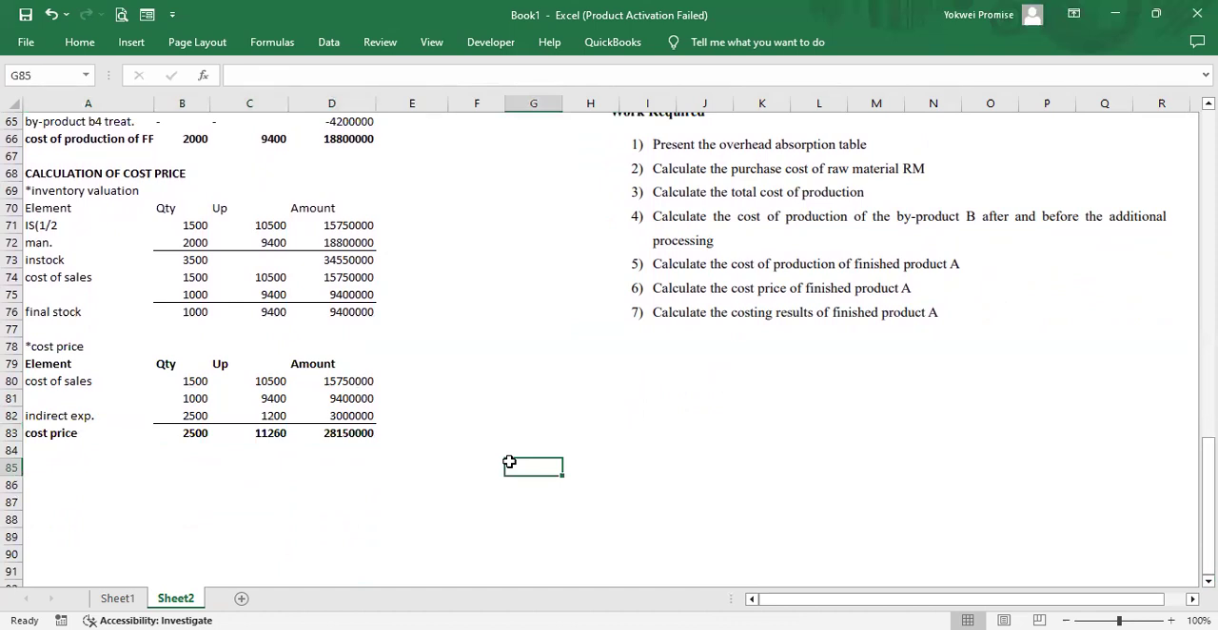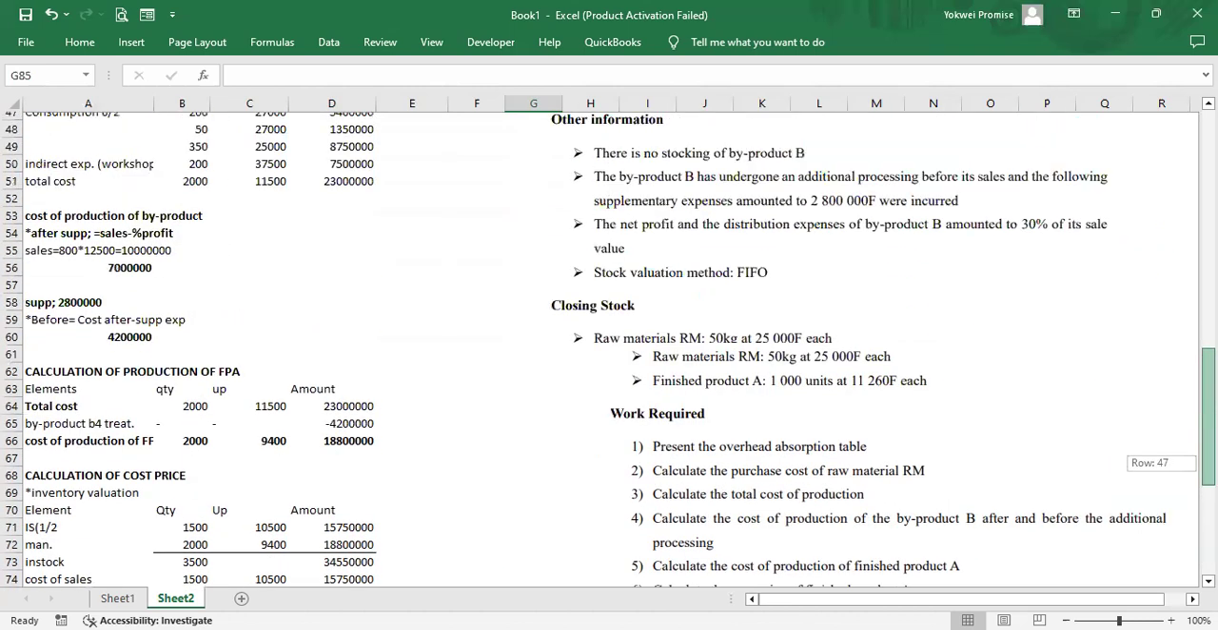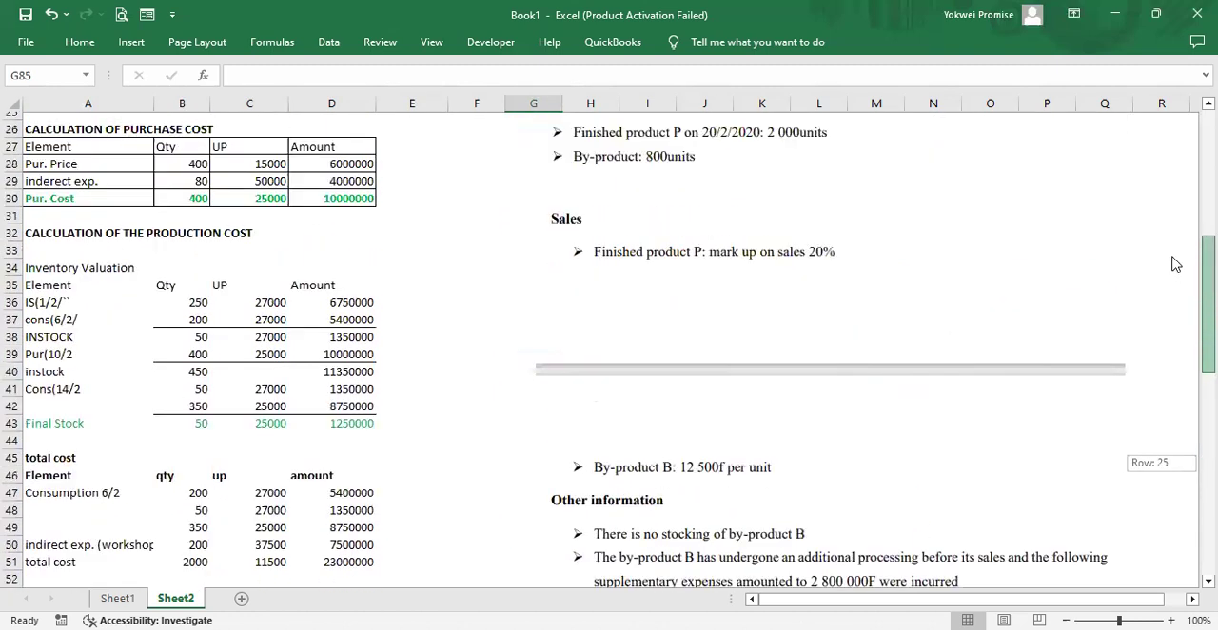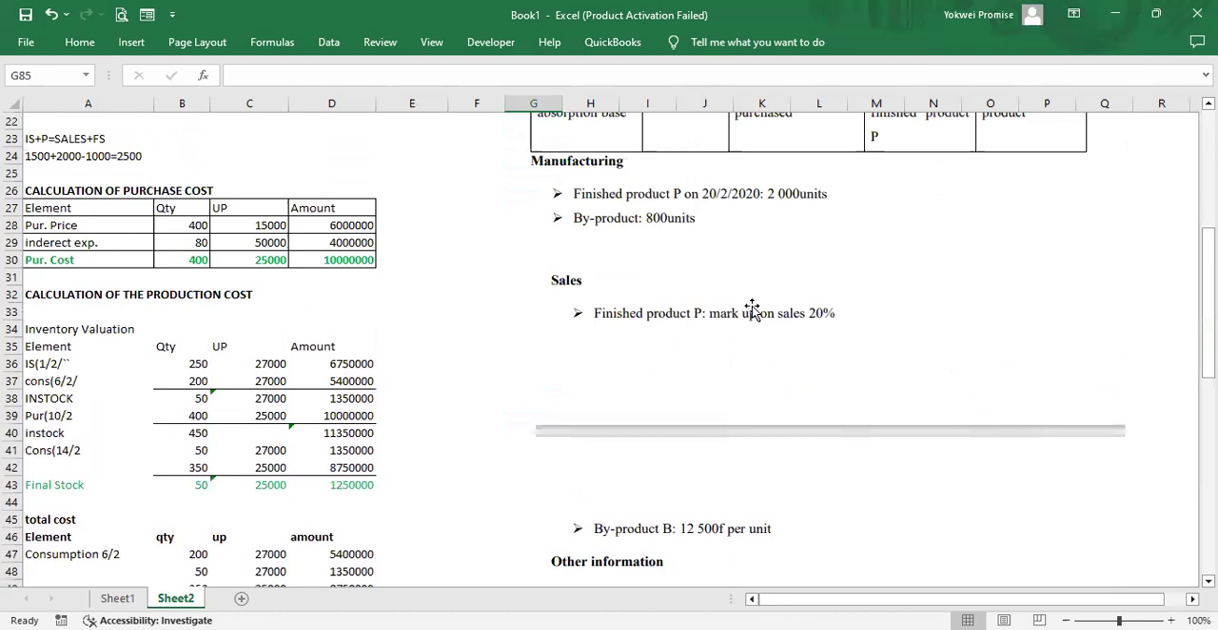So the next part of the question says we should calculate the costing result. The costing result is the selling price minus the cost price. As of now, we know the total number of units, but we don't know the cost price, and we don't know the selling price. Looking at the question, what they give us is the markup rate on sales: the markup rate on sales is 20%.